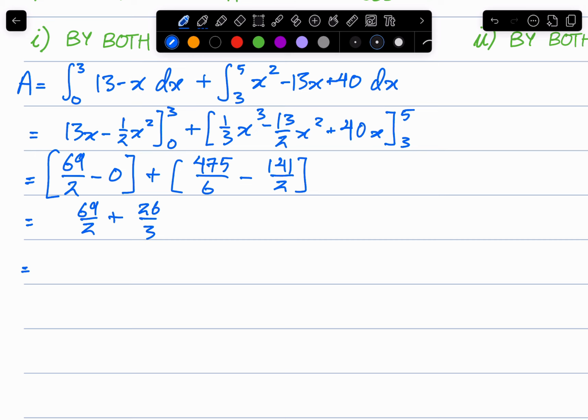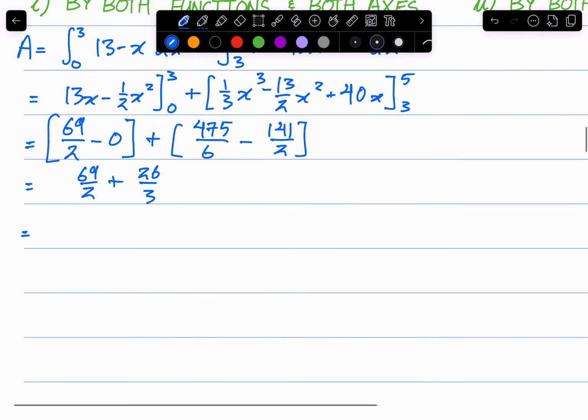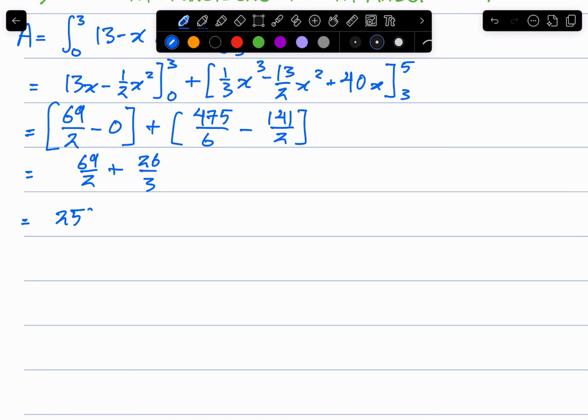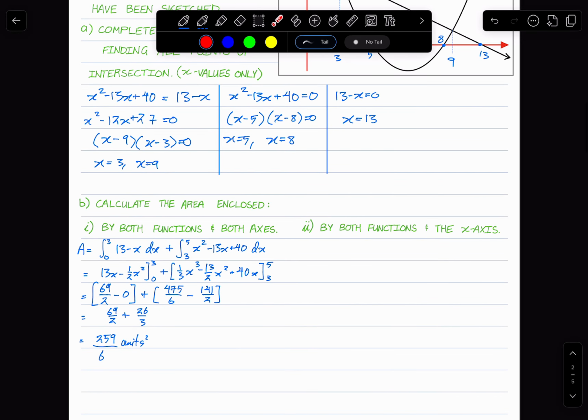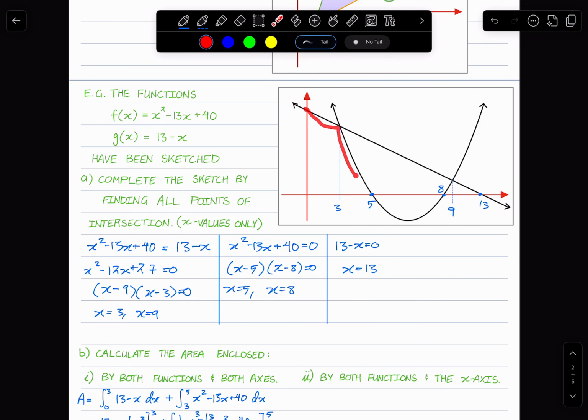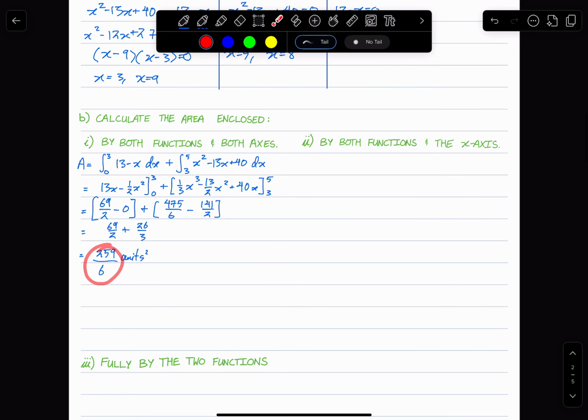So 69 on 2 plus 26 on 3. This gives me a total of 259 on 6 units squared. So the first part, this area, is just going to be 259 on 6.